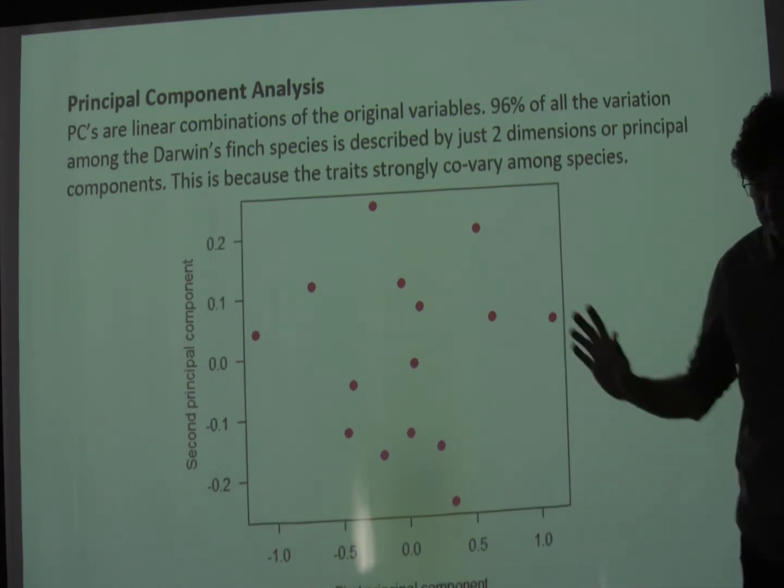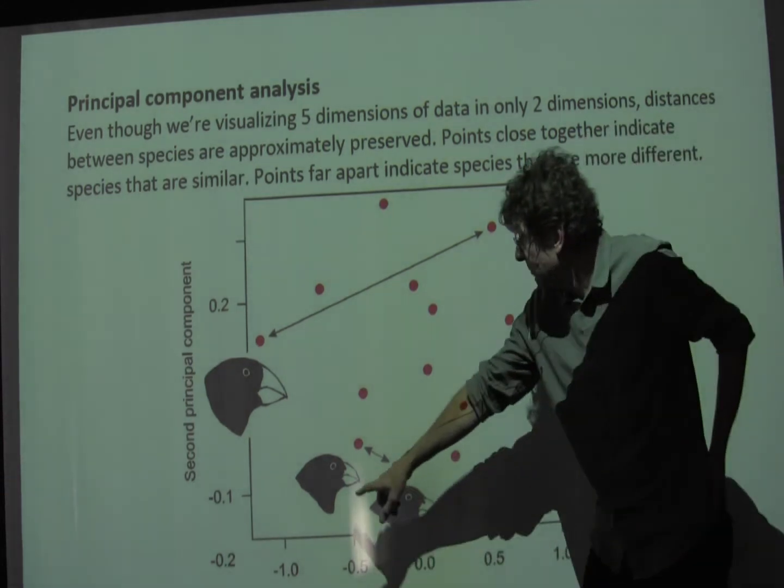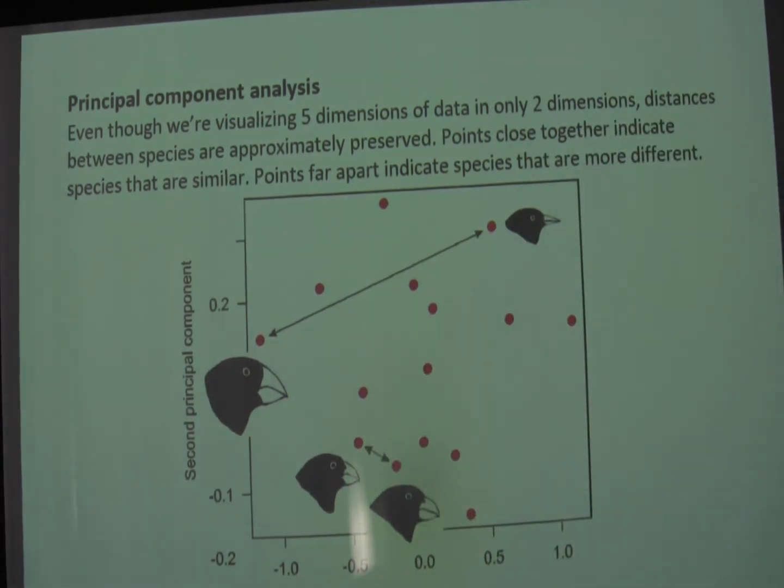First principal component axis, second principal component axis. And the idea is that even though we're actually looking at 5 dimensions of data, and we've reduced it down to 2 dimensions, the distances between points are approximately preserved. So species that are far apart morphologically are going to be far apart in this space. Species that closely resemble one another will tend to be close together. And so this is telling us something about the different phenotypes, the different beaks and bodies of Galapagos finches.